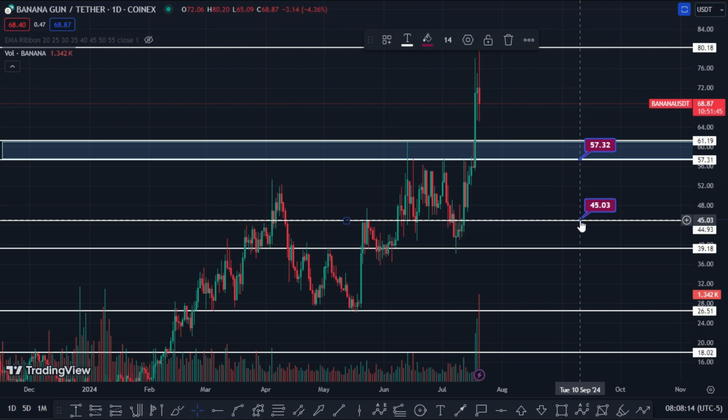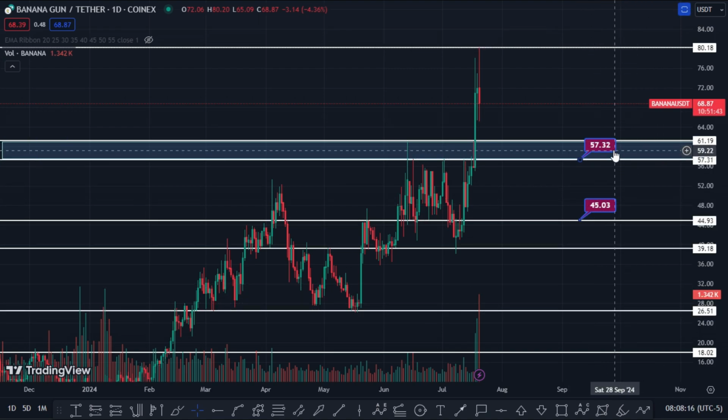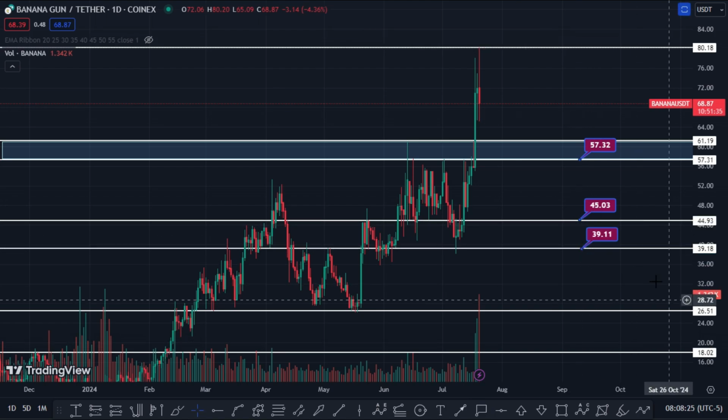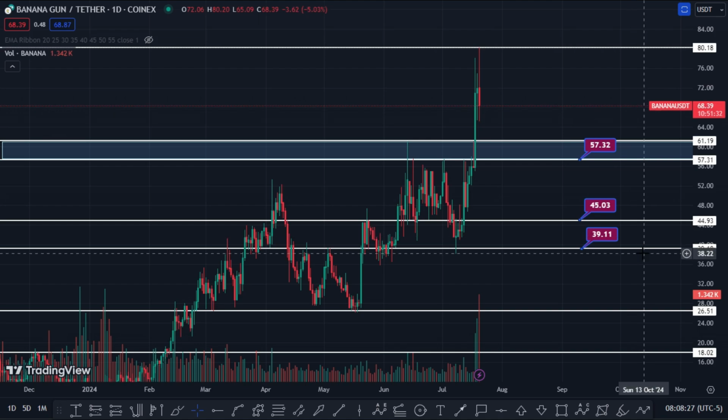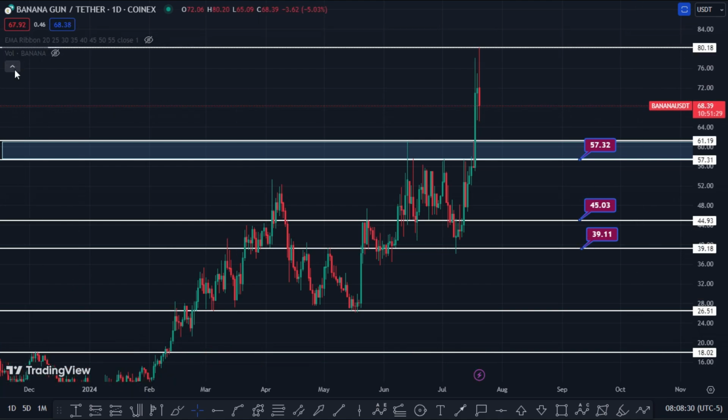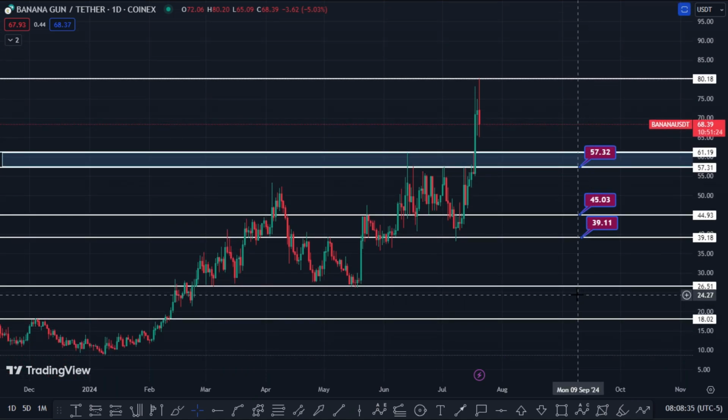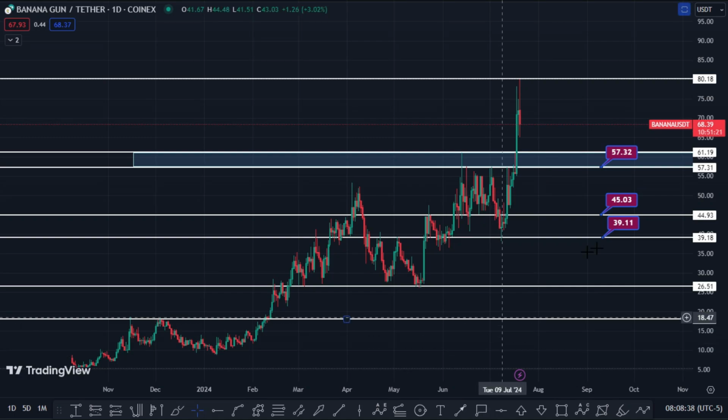We have to buy at $57, $45, and the third buying level is this area, this price level, $39. These are perfect buying levels for long term holding, I think so. Its price can hit these levels again, and if Banana Gun price breaks $39, the final entry or final buying level is $26.